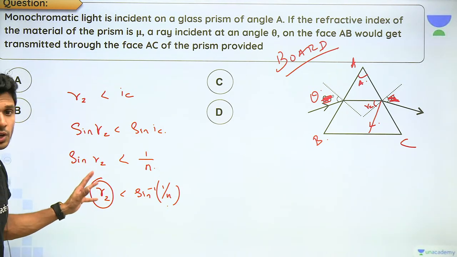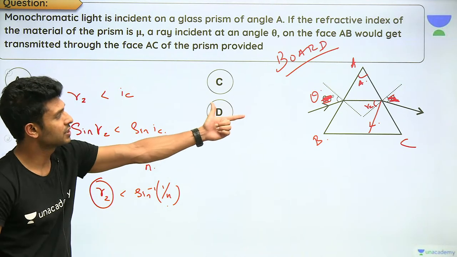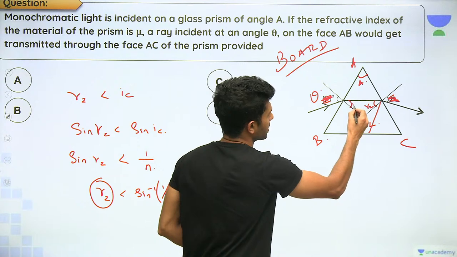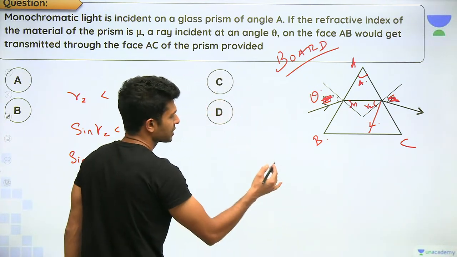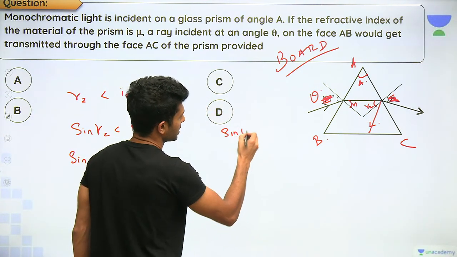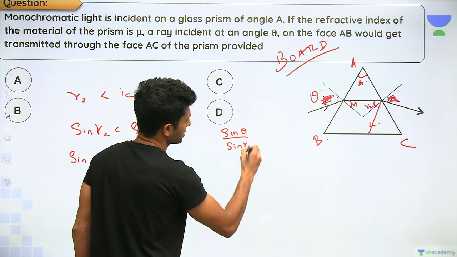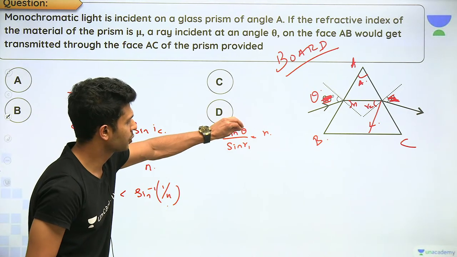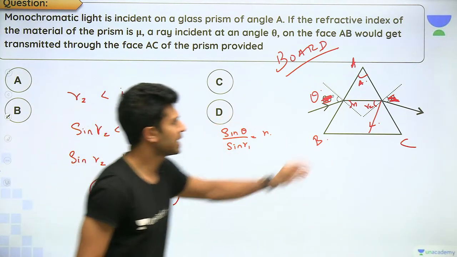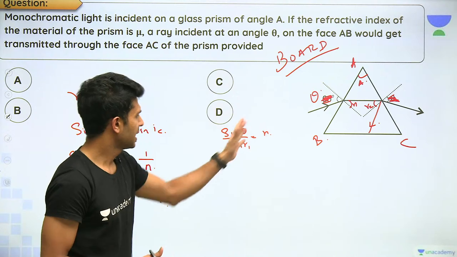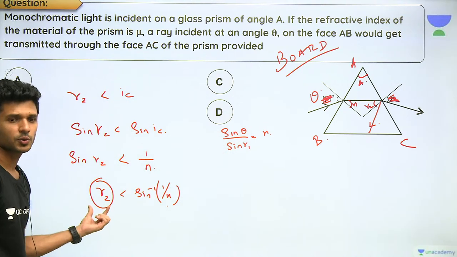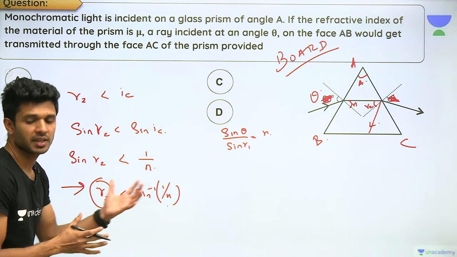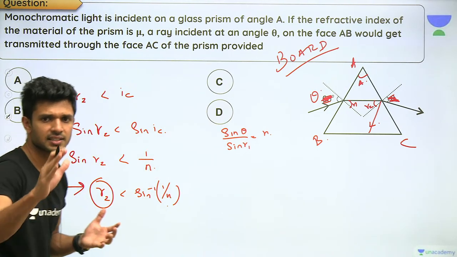The question is not to find out the condition for R2. The question is to find out the condition for theta. If I mark this as angle R1, you know that we can actually equate sine theta by sine R1 is equal to N, refractive index. From here, you can get a value for theta, or the condition for theta, so that the light ray will be coming out. But again, this equation is not connected to R2. We should be making a connection between this theta and R2, that is the only way we can get the final answer. Is there any method?